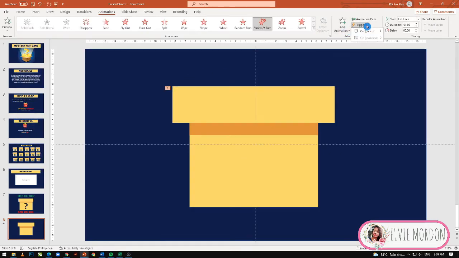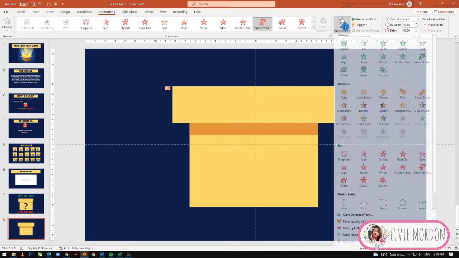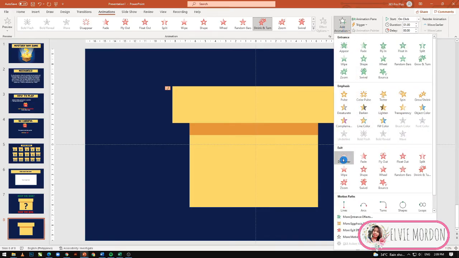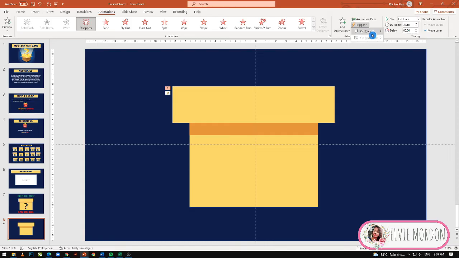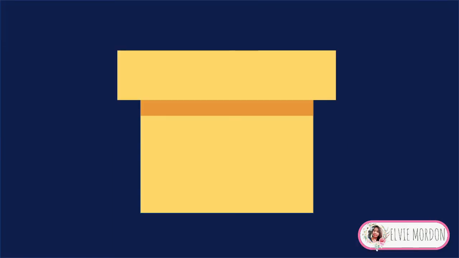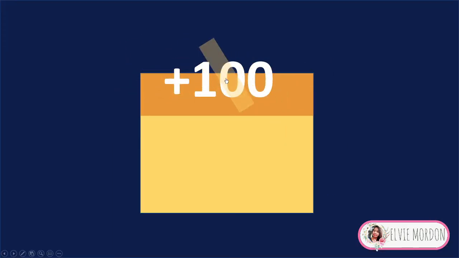Then, nilagyan ko ng trigger. Matitrigger siya pag clinick yung rectangle 9. Then, add animation. Magdi-disappear siya once na-click yung rectangle 9. Okay? Tingnan natin. Click lang natin to. Yan.